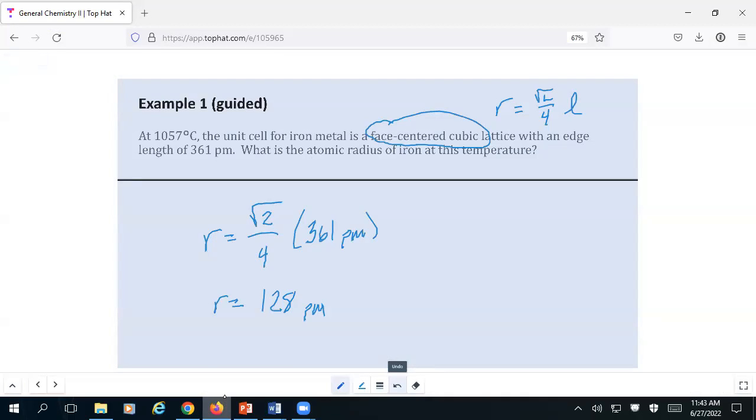Okay, so sometimes these calculations are really just this simple. We identify the type of unit cell, we find the equation that relates the edge length and the radius, and we just plug and chug to get to the answer that we are ultimately looking for. All right, any questions with this? All right, let's take a look at another example.